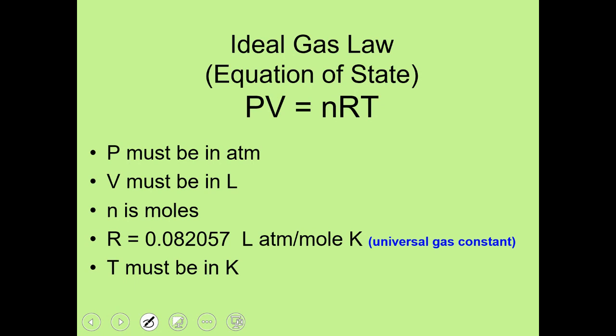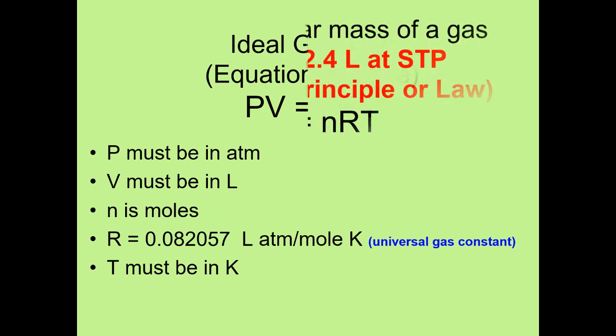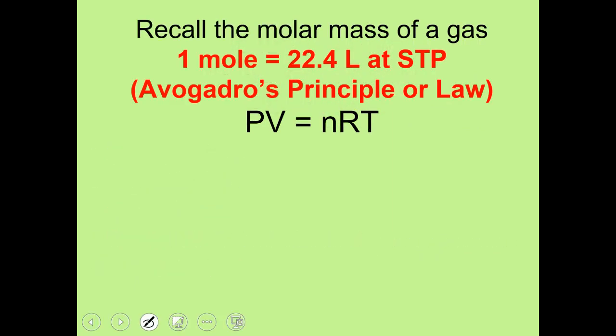You guys remember Avogadro said that 1 mole of gas is 22.4 liters at STP, which would be 1 atmosphere and 273 Kelvin. So you could solve for R using 1 mole, 22.4 liters, 1 atmosphere, and 273 Kelvin, and you're going to get 0.082057. So that is known as the universal gas constant. It works for every gas. So we're going to use that.